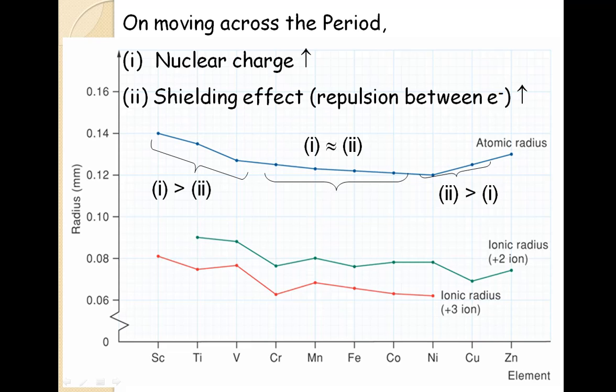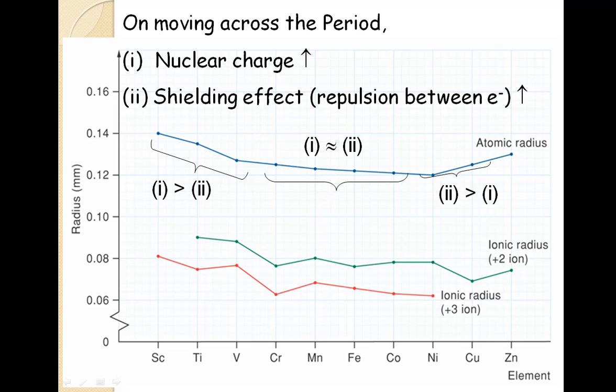Whereas, in the middle of the transition series, as more electrons enter the D subshell, the inner D electrons shield the outer S electrons effectively. The effective nuclear charge experienced by the 4s electrons increases very slowly, or we can just say the increase in nuclear charge, factor 1, is just equal to the increase in shielding effect, factor 2.